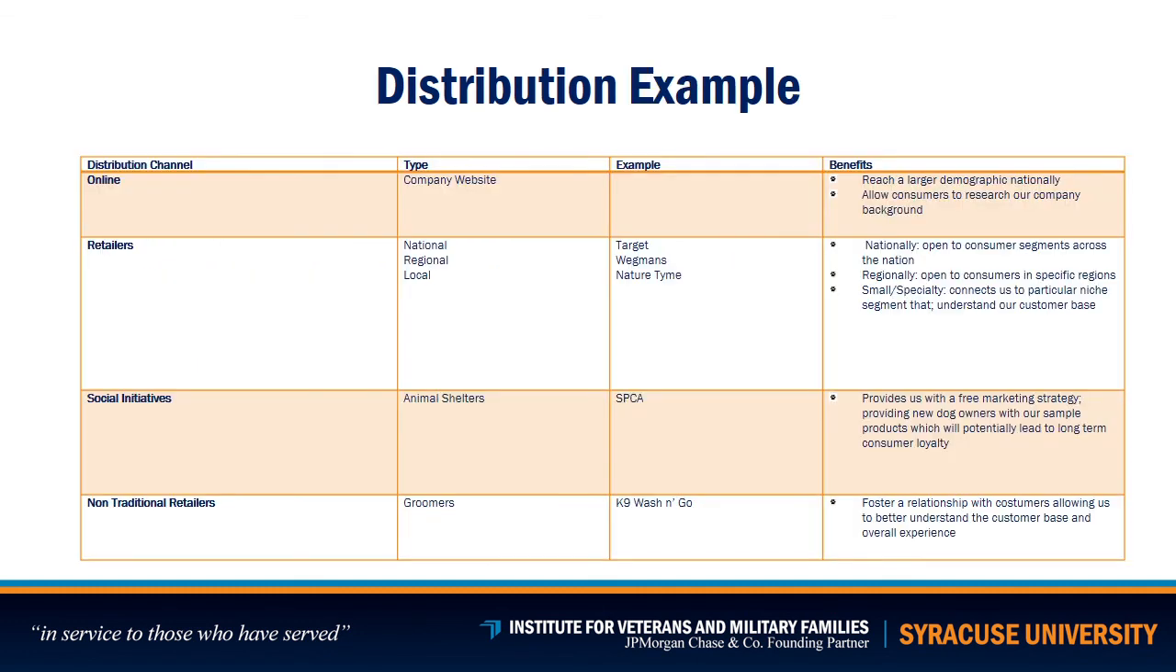So on the next slide, there's an example of Grounded's distribution strategy, right? So they've got some online, they've got retail, they've got social initiatives, and they've got non-traditional retailers, okay? And this, nice and neat in chart format, shows you how they intend to distribute through various channels. And again, don't just throw this section away. It's really important. A lot of times you're not going to be able to put everything in the body of the plan, so you can put things in the appendix. But during the actual presentation or pitch, that's where you can maybe detail some of this.